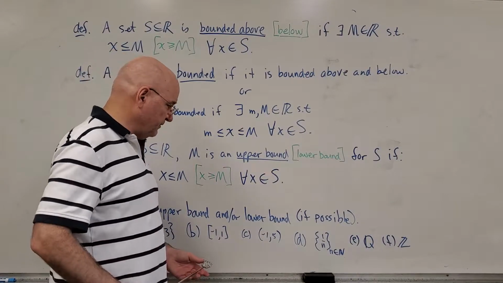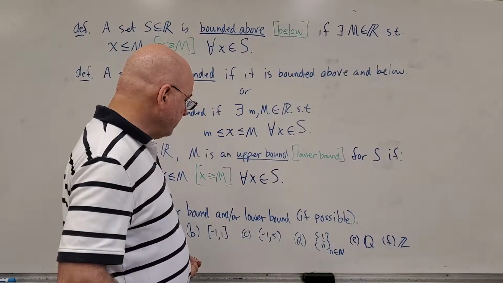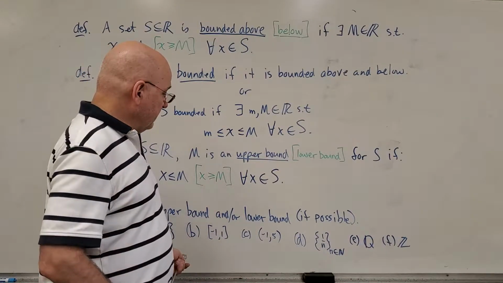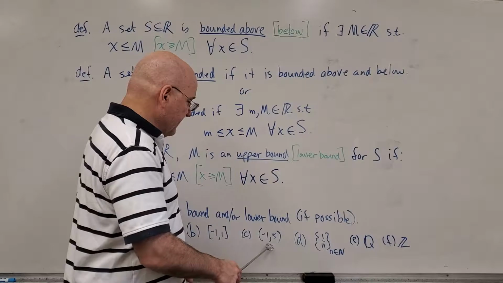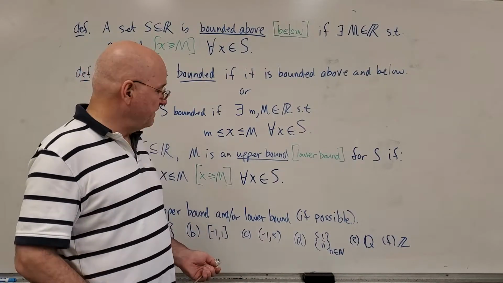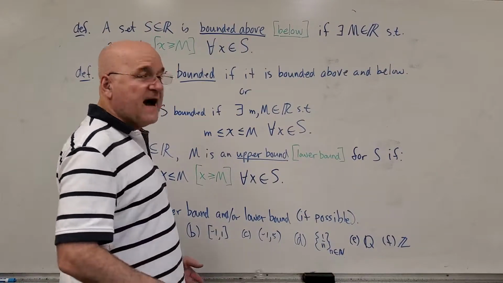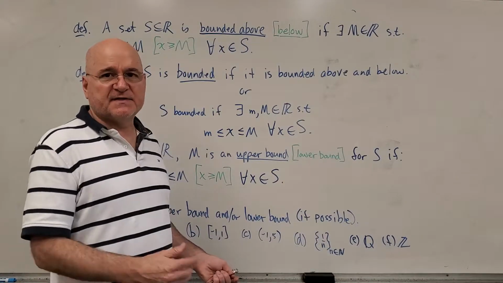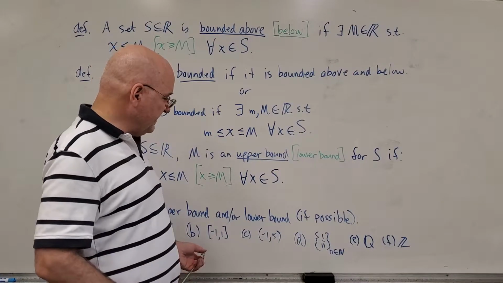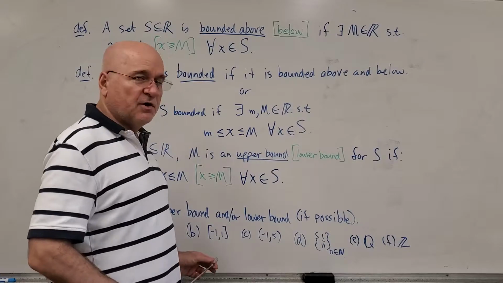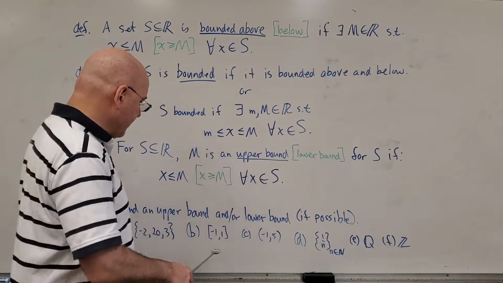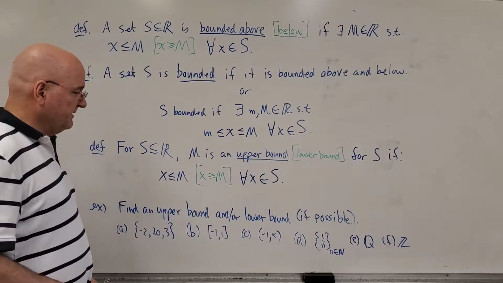C is an open interval. -1 is a lower bound. -1 is actually smaller than every single number in that interval. It's not a part of the interval. The number 5 would be an upper bound, or 6, or 10, or 1,000,000. Now this is an interesting case because there is no upper bound or lower bound that is in the set, like we had in the previous 2 examples.